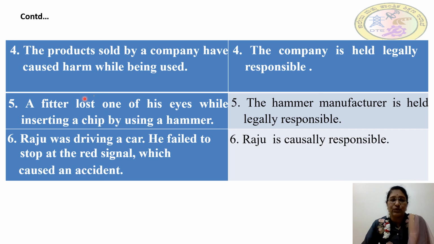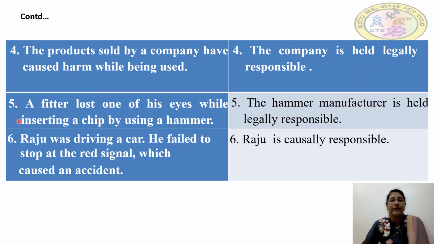Next, other examples you can see here. The products sold by a company have caused harm while being used. So this also we took here. So what type of responsibility is it? The company is held legally responsible. So being legal, the case has to be fought.